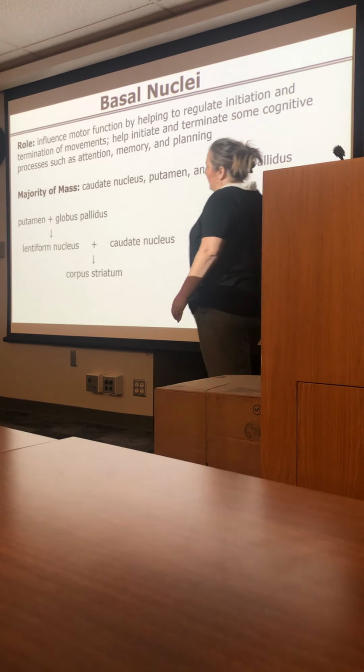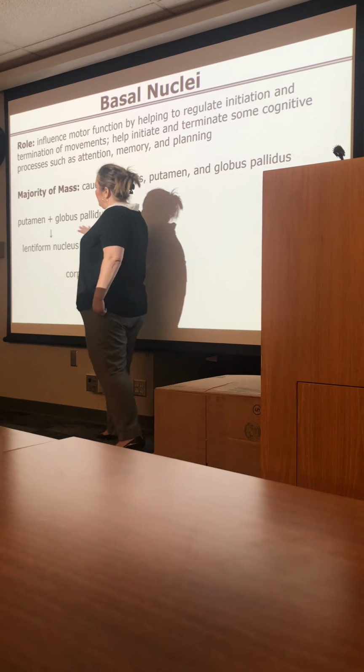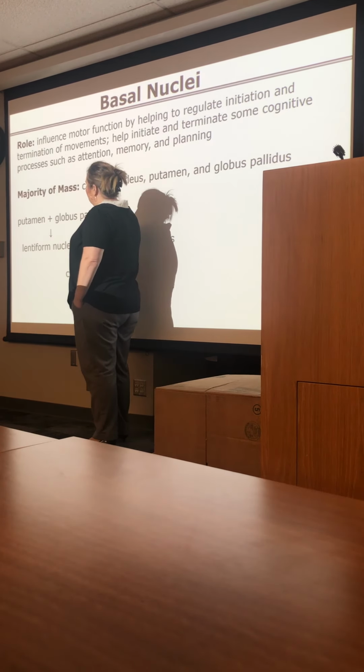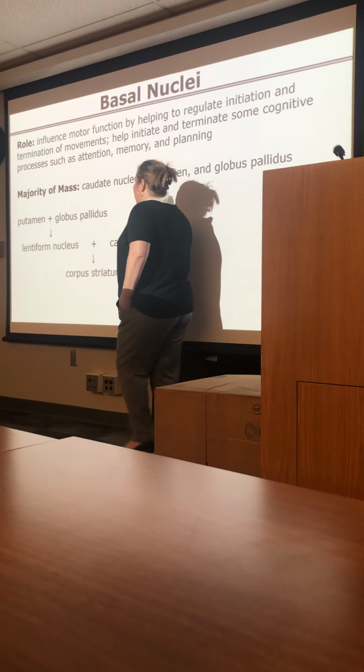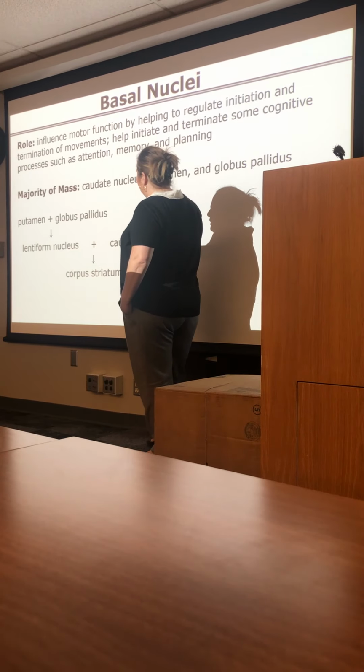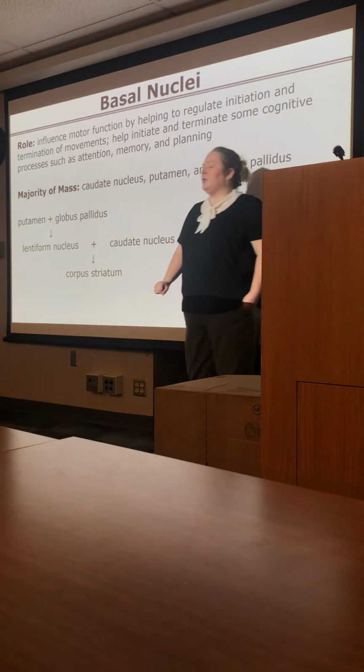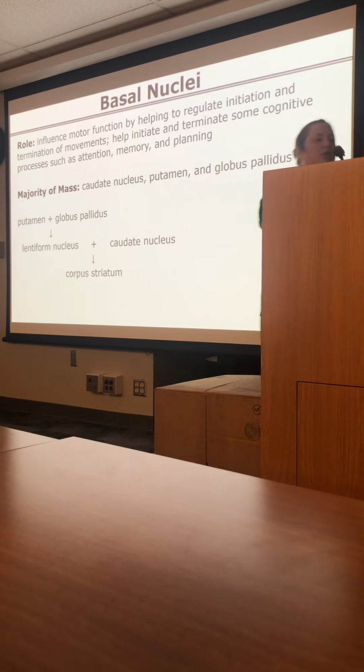You could actually start combining these nuclei together. If you put the putamen with the globus pallidus, you form what's called the lentiform nucleus. The lentiform nucleus plus the caudate nucleus form what's called the corpus striatum. So those three together form a corpus striatum, which means striated body, and I'll show you why it's considered that in a second.